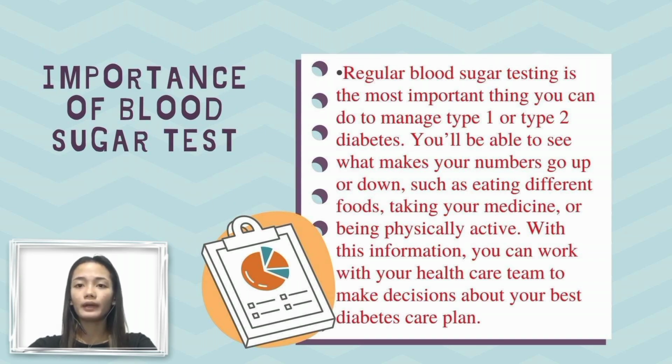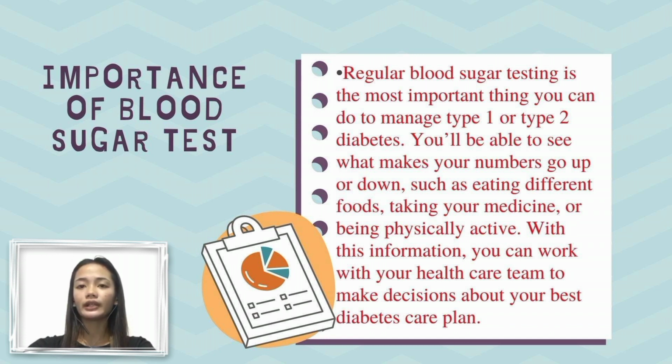The importance of blood sugar testing. Regular blood sugar testing is the most important thing you can do to manage type 1 or type 2 diabetes. You'll be able to see what makes your number go up or down, such as eating different foods, taking your medicine, or being physically active. With this information, you can work with your healthcare team to make decisions about your best diabetes care plan. These decisions can help delay or prevent diabetes complications such as heart attack, stroke, kidney disease, blindness, and amputation.